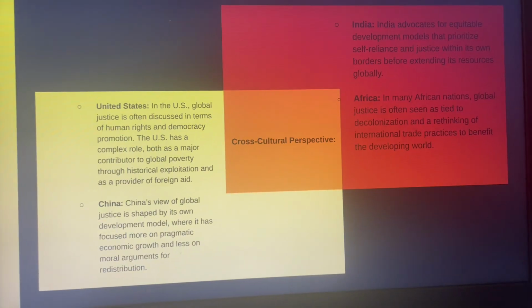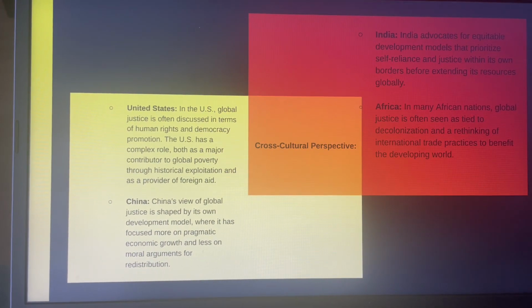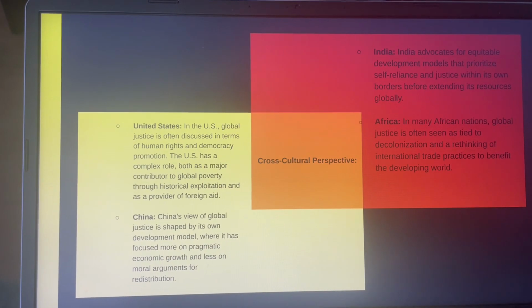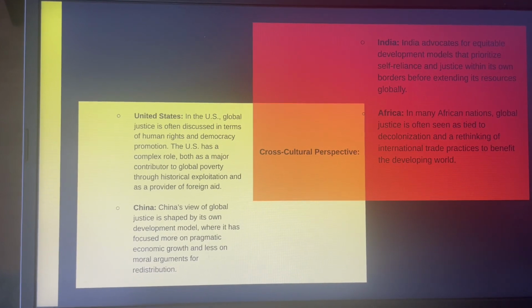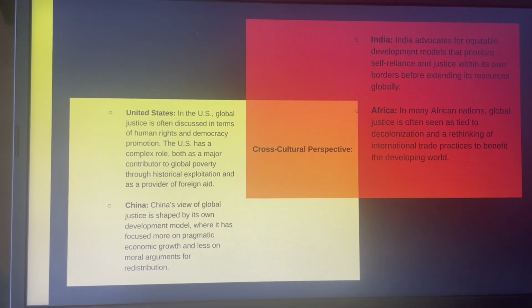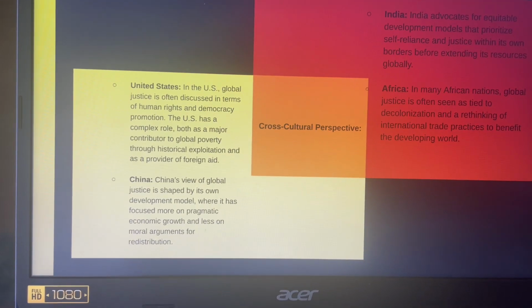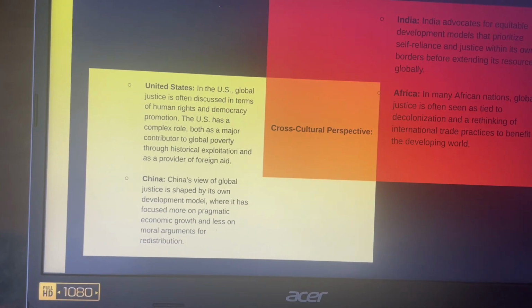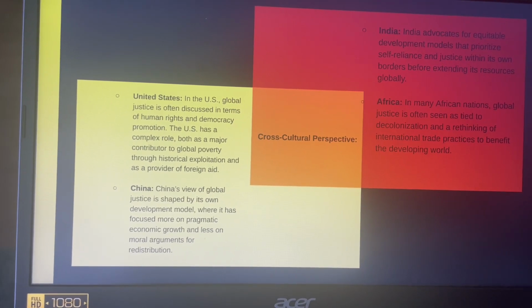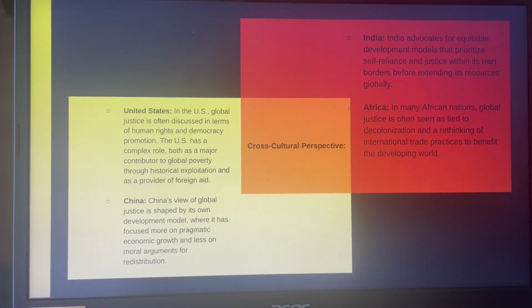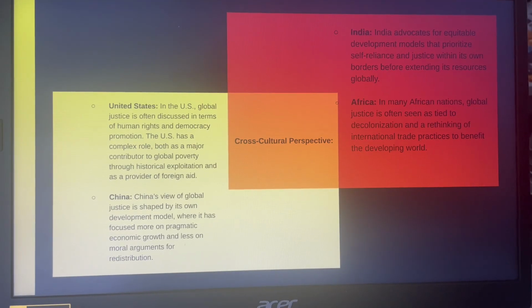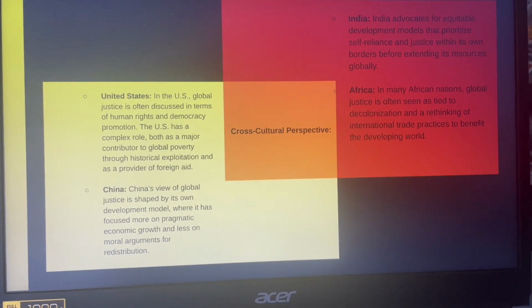So, cross-cultural perspectives. India advocates for equitable development models that prioritize self-reliance and justice within its own borders before extending its resources globally. In Africa, global justice is also seen as tied to decolonization and a rethinking of international trade practices to benefit developing states. In the U.S., global justice is often discussed in terms of human rights and democracy promotion. The U.S. has a complex role both as a major contributor to global poverty through historical exploitation and as a provider of foreign aid. China's view of global justice is shaped by its own development model, where it has focused more on pragmatic economic growth and less on moral arguments for redistribution.